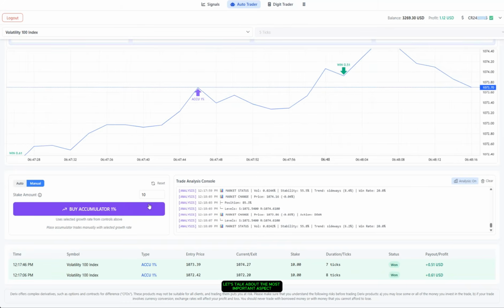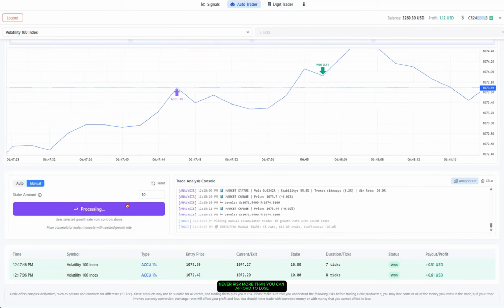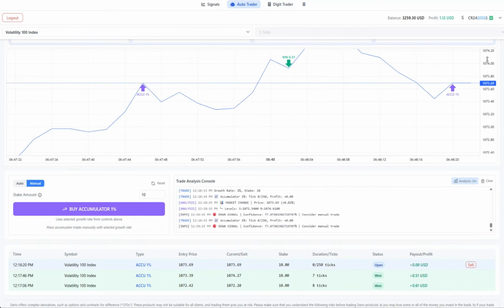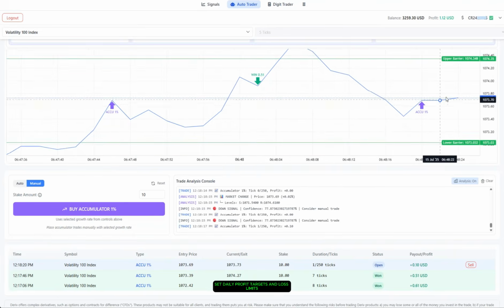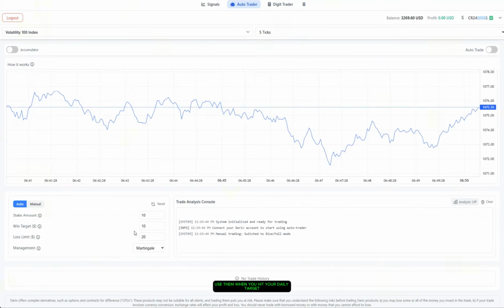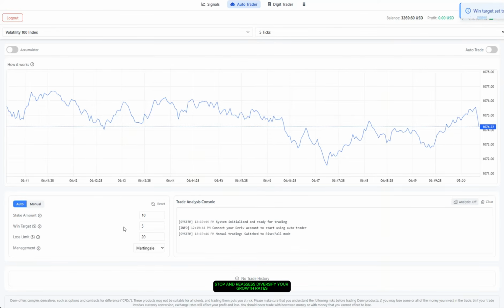Let's talk about the most important aspect: risk management. Never risk more than you can afford to lose. This is trading rule number 1, and it applies especially to accumulator trading. Set daily profit targets and loss limits. Our platform has built-in win targets and loss limits. Use them. When you hit your daily target, stop trading. When you hit your loss limit, stop and reassess.